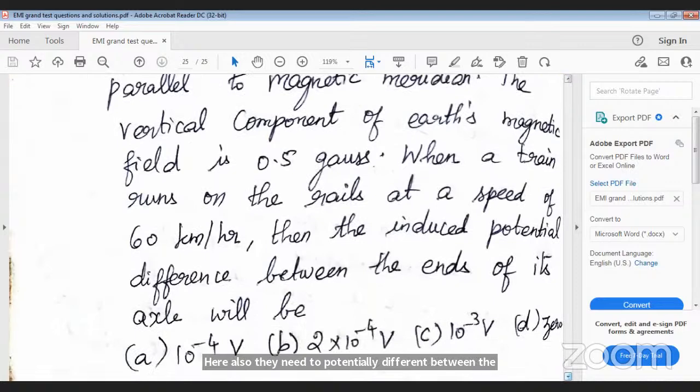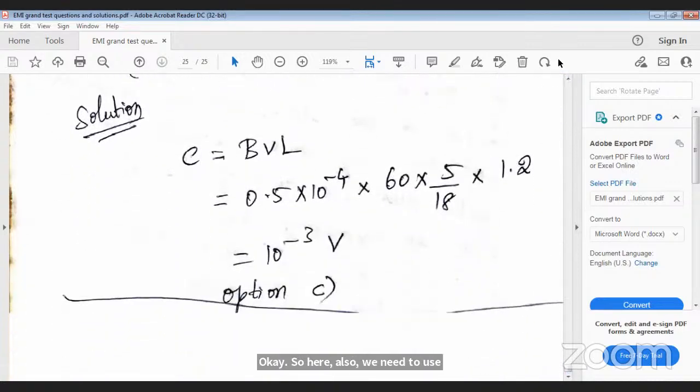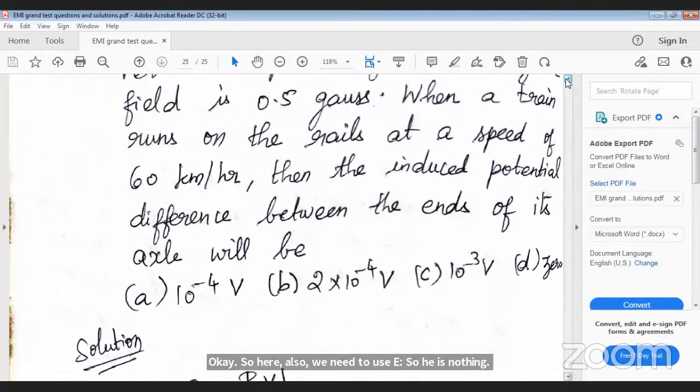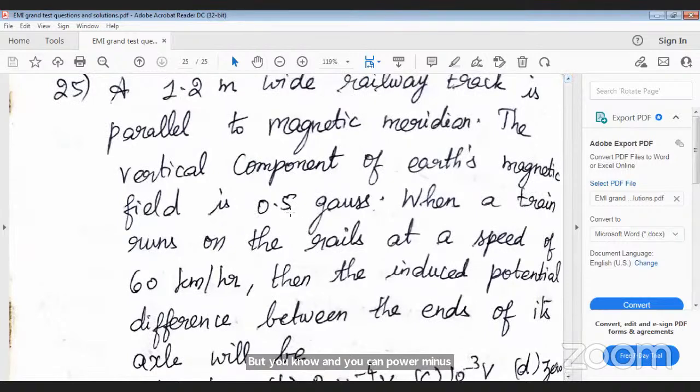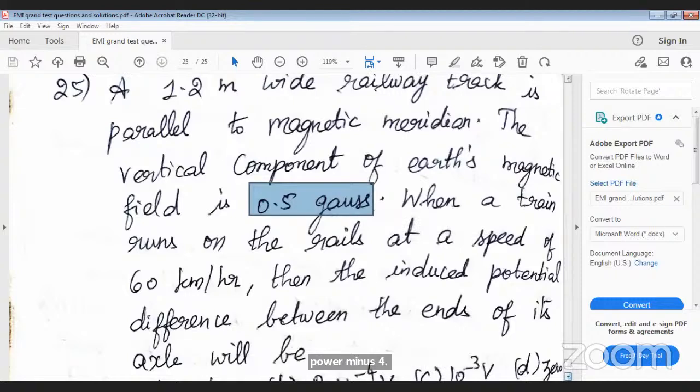So here also we need to use E equal to BVL. B is nothing but 0.5 into 10 power minus 4. 0.5 Gauss. Gauss means it is 10 power minus 4 Tesla. You need to remember this conversion. How to convert the magnetic field from Gauss to Tesla? It is actually 10 power minus 4. 1 Gauss is equal to 10 power minus 4 Tesla. So using that you can find out E equal to BLV.